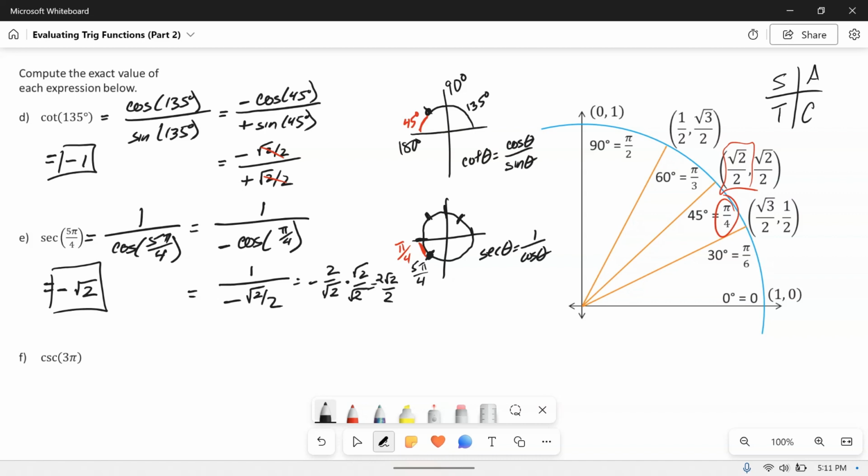All right, last one here. Let's do the cosecant of 3 pi. So again, same process. Let's draw out our angle. So 3 pi, this one's a little different, right? It's not a fraction, it's just a whole value of pi, which might be confusing, but it's actually quite easy.